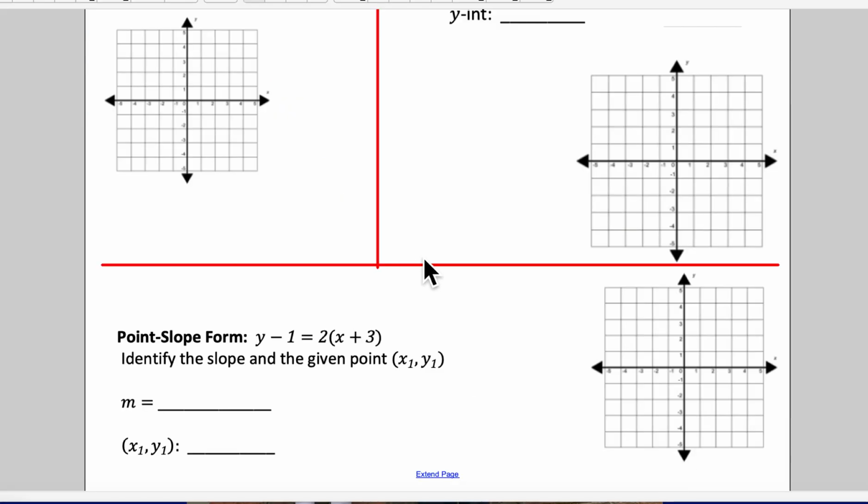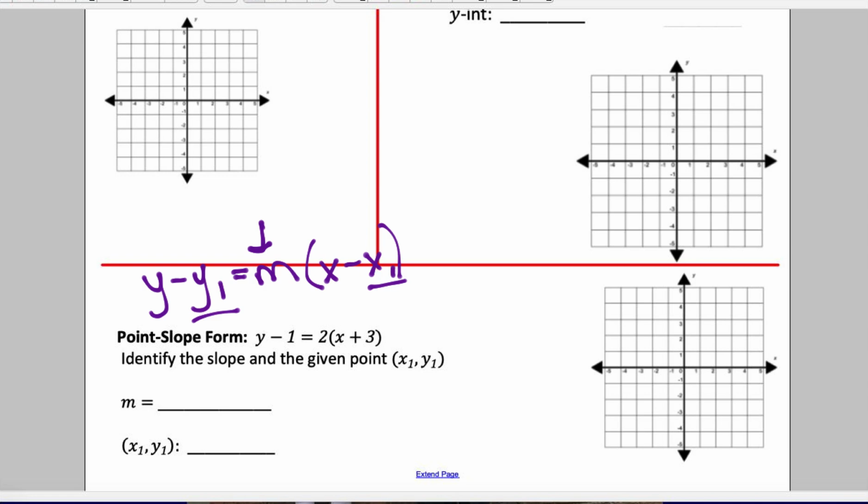All right, and then the last one on this slide here is point slope form. So again, it's a different form. Technically, point slope form is y minus a y coordinate that you're given equals slope, which is m, times x minus the x coordinate you're given. And so you have a coordinate point, x1, y1, and then you have the slope, so that's why it's called point slope form, and you can just graph it from there.